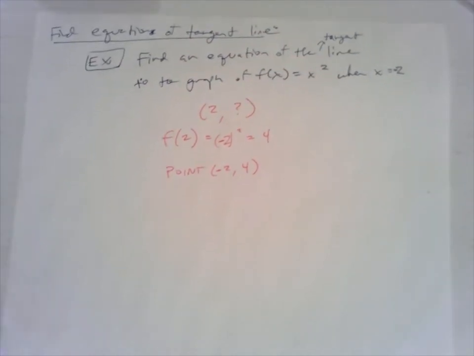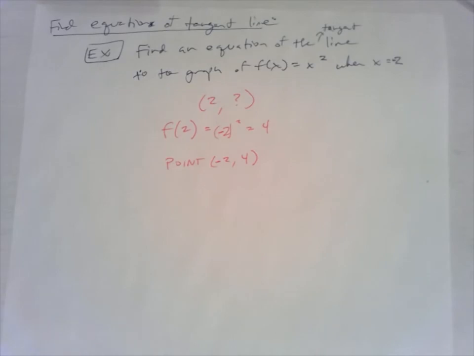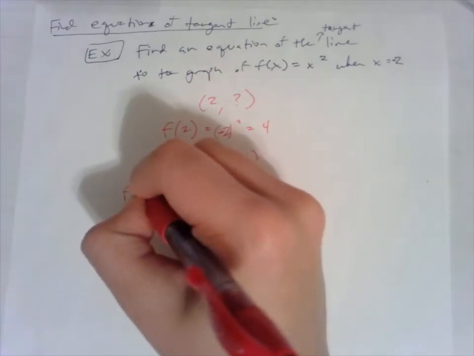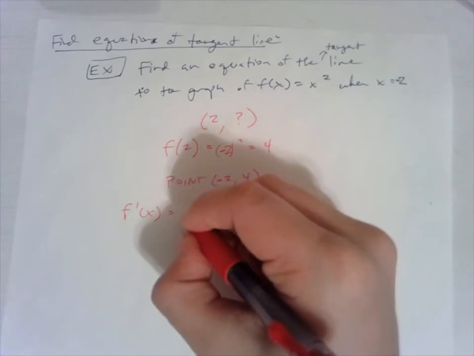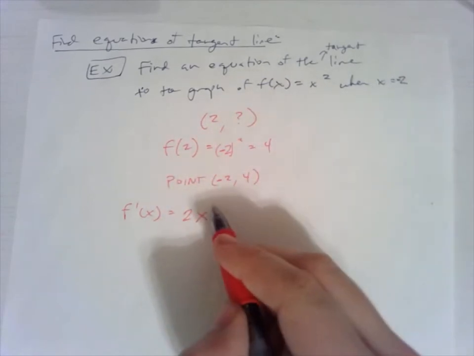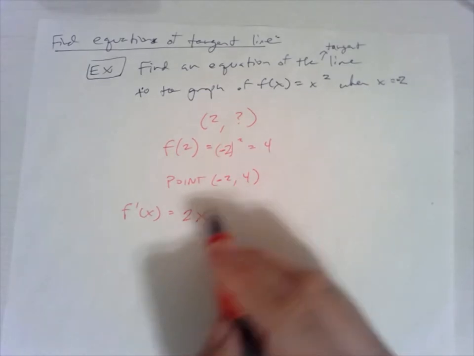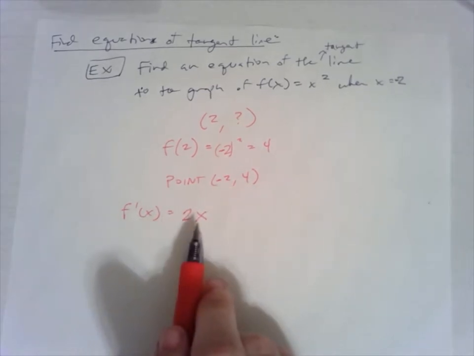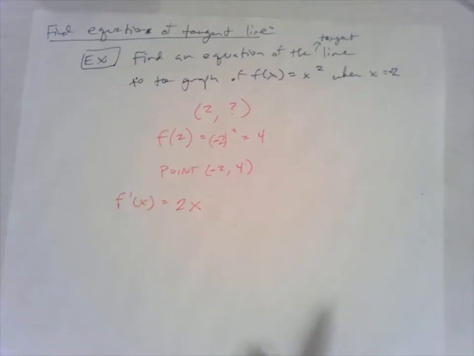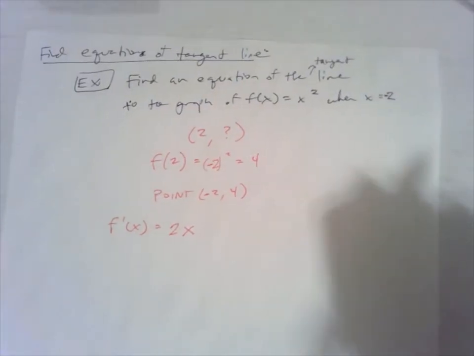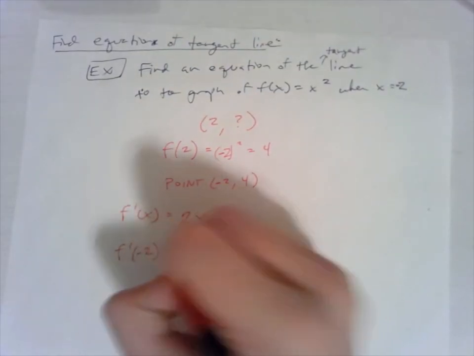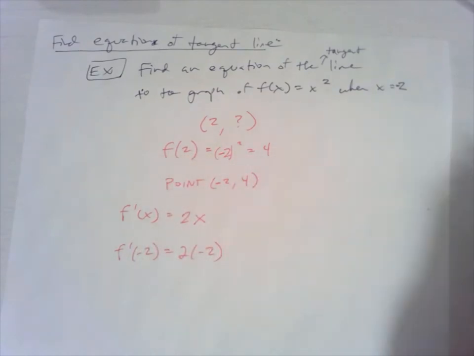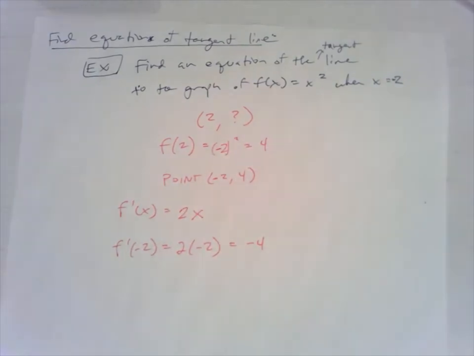Negative 2, 4. Now what we can do is we can find the derivative in order to get that slope. So we can say that f prime of x, we're going to use the power rule. We're going to take that 2, our n value, and put it in front, and we're going to say x to the 2 minus 1, or x to the first, or just x. So our derivative is 2x. Now, furthermore, we want to know when x equals negative 2, what the slope is going to be. So we're going to evaluate that: 2 times negative 2, and we get negative 4.